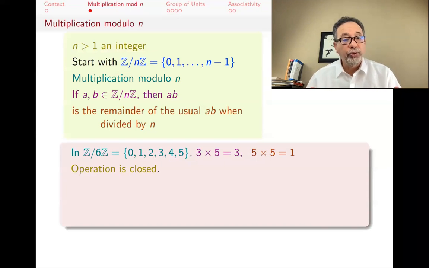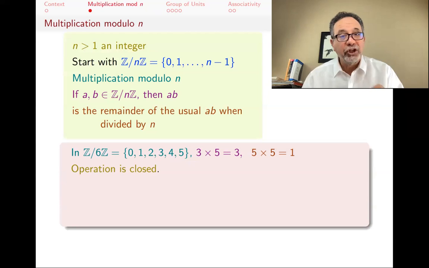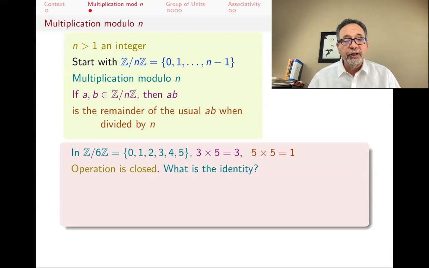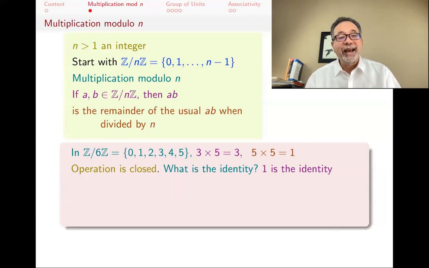This operation is closed. The remainder will always be between 0 and 5. That's because of the division algorithm, but it's also intuitively clear. Does it have an identity? Is there something that when you multiply, nothing changes? And the answer is yes. 1 is the identity. 1 times anything is that thing. When we considered addition as the operation, the identity was, of course, 0, not 1. But for multiplication, the identity is 1.